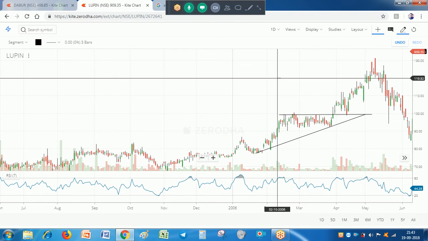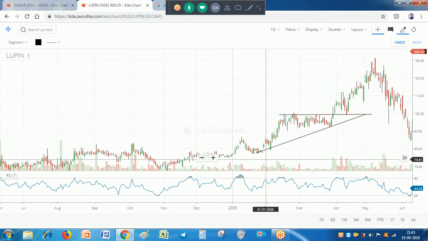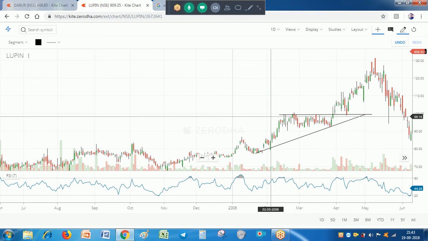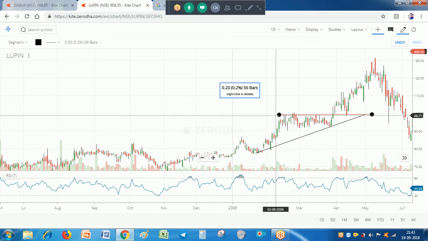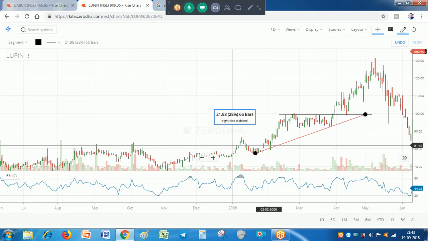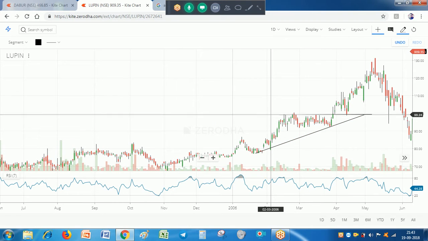So this is an ascending triangle, because see here the lows are getting higher and the highs are approximately equal. In this case our target will be approximately equal to the gap from where this triangle formation has started. It has started somewhere at this level, that is the level of 81 in Lupin. Yeah, it's an old pattern actually. 81 and up to 99, so we could say approximately 20 points is this.